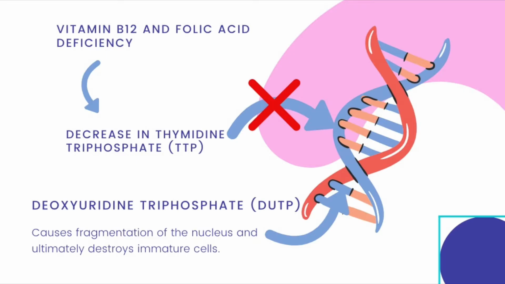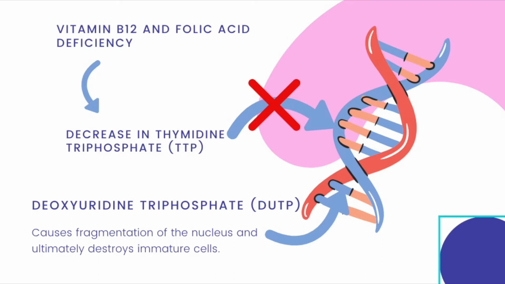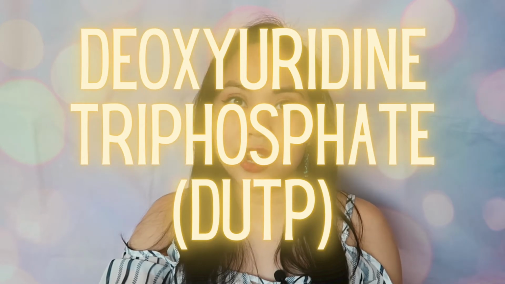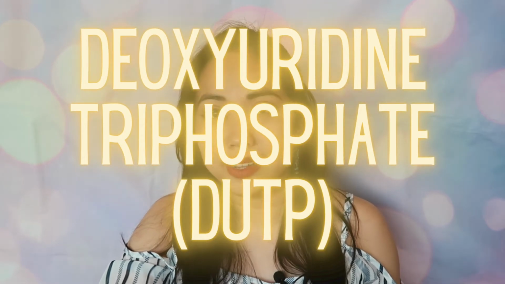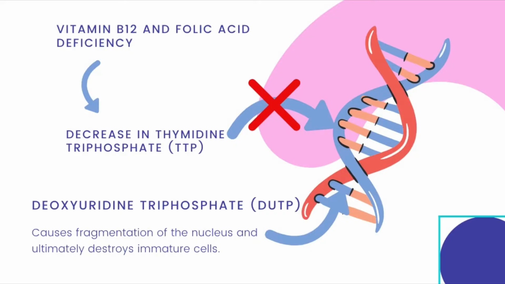So instead of having thymidine as your building block for DNA, there's another molecule that goes into your DNA because you don't have enough thymidine triphosphate, and this other molecule is called deoxyuridine triphosphate, or dUTP. If dUTP is used instead of thymidine, the nucleus doesn't survive well. It fragments during development and it destroys the immature cell. So this is the megaloblastic pattern.